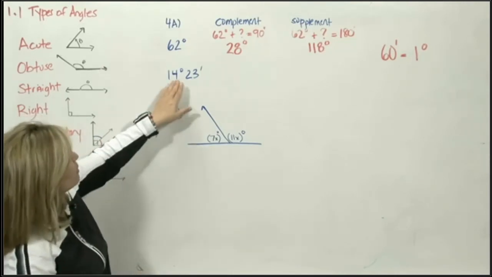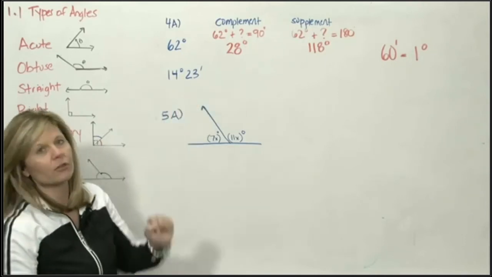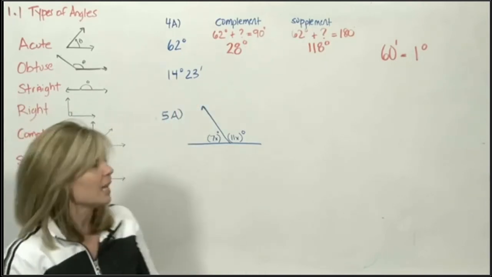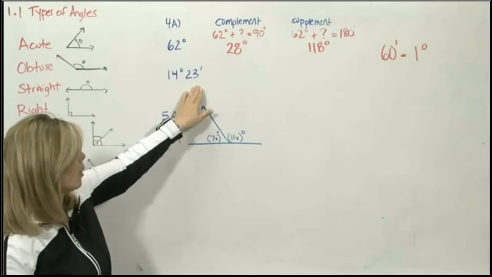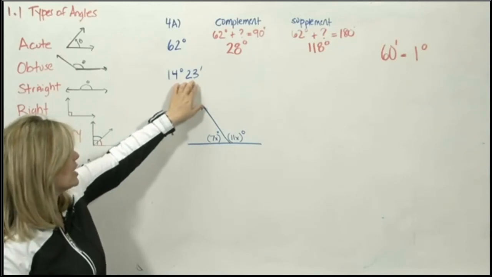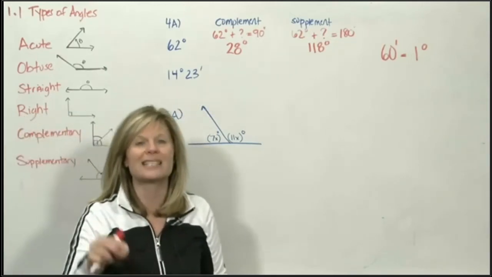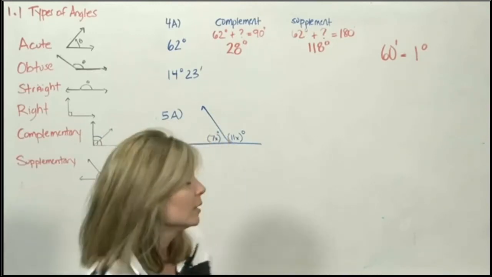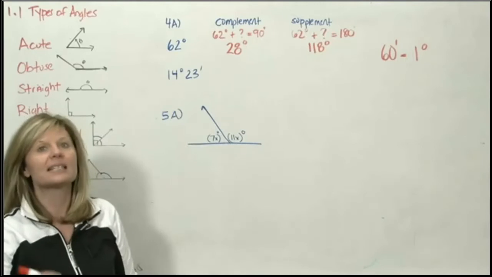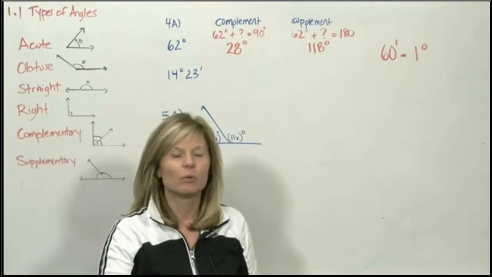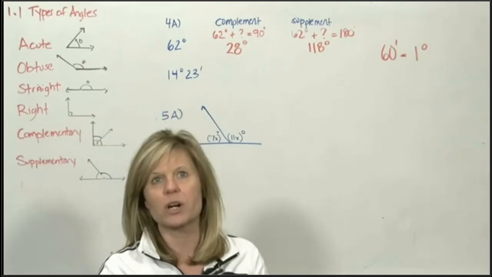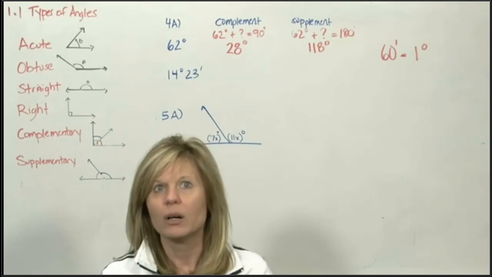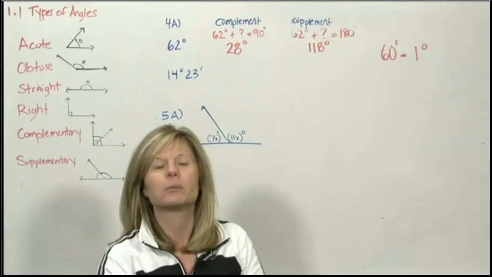So this angle measurement is 14 degrees, 23 minutes. It's got a whole and a part. What you have to understand is this part, 23 minutes, is out of what? It's out of 60. That's 23 minutes out of 60, which if you think about it mathematically, is roughly a third of a degree you have there.